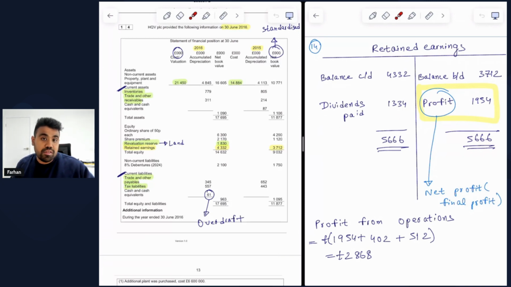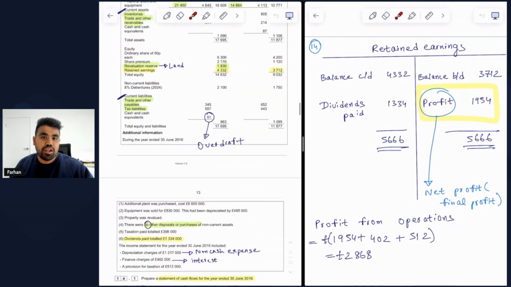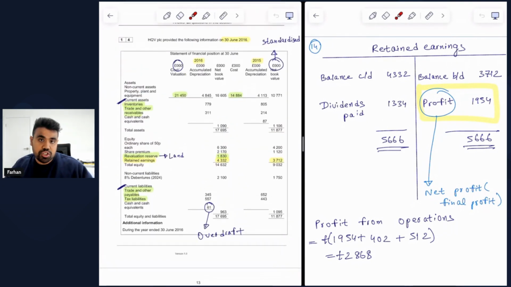Now, where did I get this information from? You will find it in additional information number 6, where it's mentioned dividends paid totaled £1,334,000. We are not including the 3 zeros so that the numbers are standardized and in line with what we have already been given in the statement of financial position, to avoid any complications.